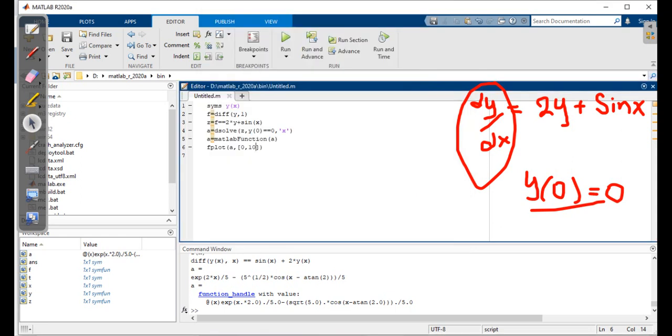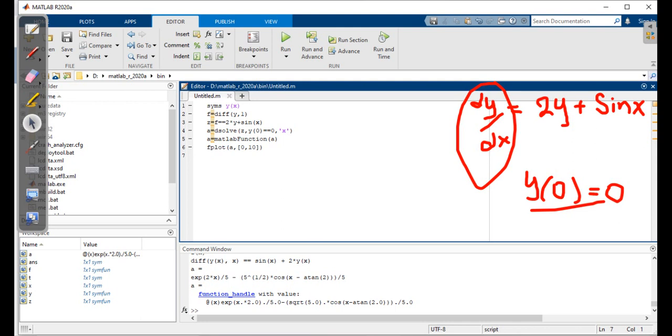So what is matlabFunction? This function converts a symbolic equation into a MATLAB function, which is a local function. We will discuss local functions later on, but you will see it converts a symbolic equation to a local function. After that, we use fplot to plot it, where a is the function and this is the interval in which we want to plot it. So fplot is a nice function. We will make a complete video on it, so stay tuned.